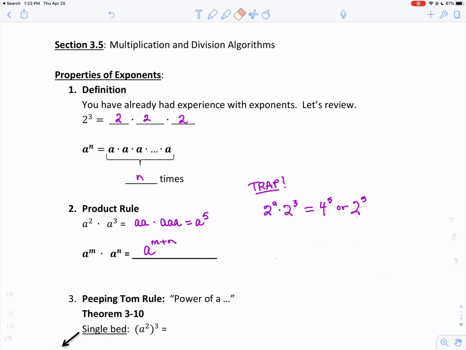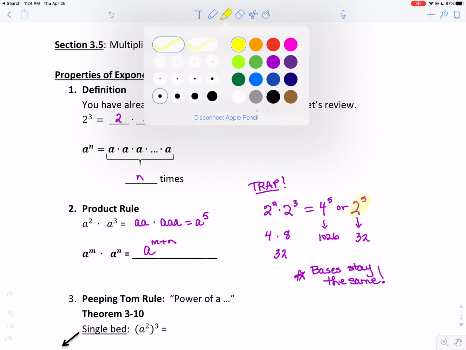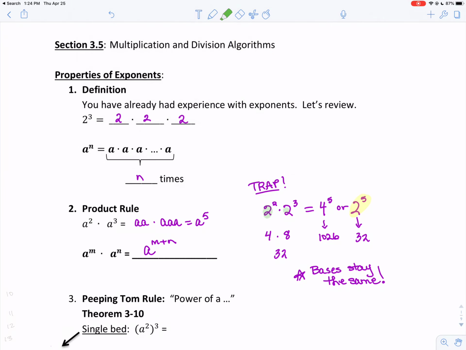Look at this, 2 to the third times 2 to the second times 2 to the third. Is that going to be 4 to the fifth, or is it 2 to the fifth? Well, let's calculate it on the left. So that's 4 times 8, or 32. Now what is 4 to the fifth? 1024. So the answer is actually going to be 2 to the fifth. So you need to always remember that the bases are going to stay the same. Remember, your base is actually this number on the bottom.